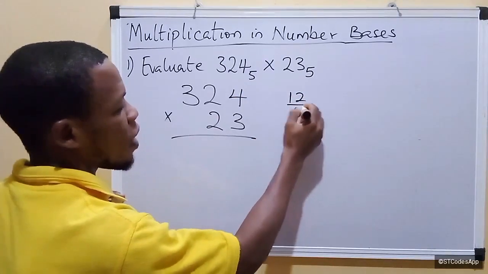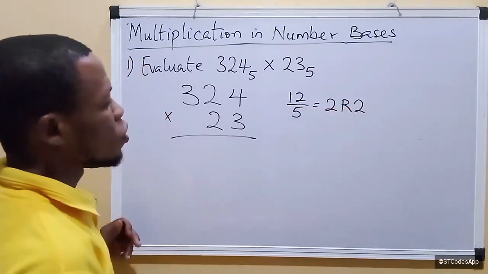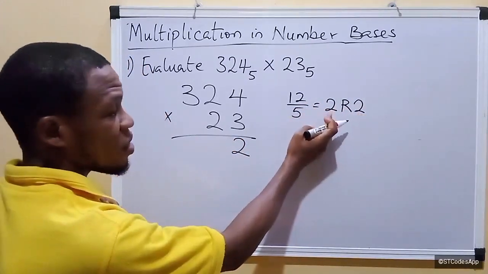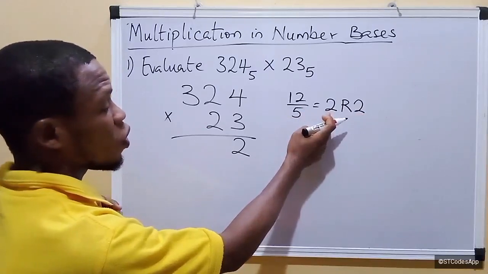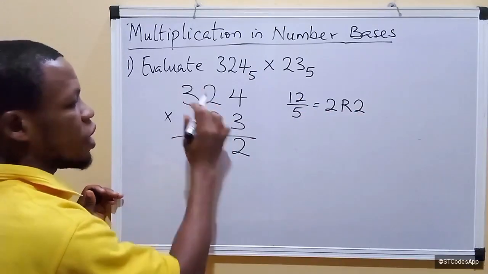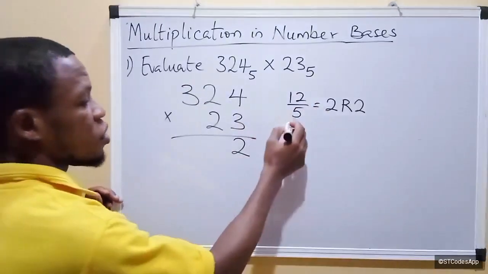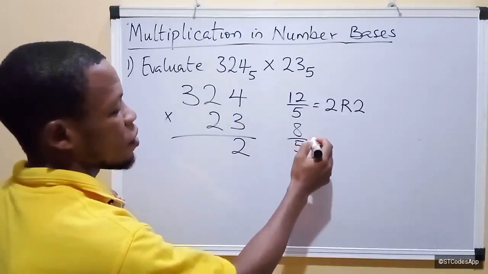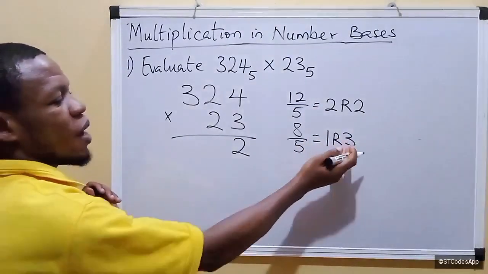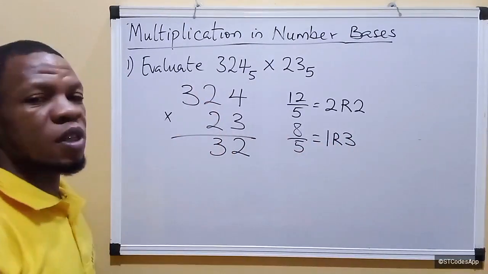So we have 12 divided by 5. That gives us 2 remainder 2. So we write down our 2 here, which is the remainder, and take the main answer, which is our quotient, the result of the division, over to be used in subsequent multiplication. So we have 2 left. 3 times 2 is 6, plus the 2 that was left here, that gives us 8. So we have 8 divided by 5. This gives us 1 remainder 3. So we write down our remainder here and then carry over 1 to be used in the next multiplication.